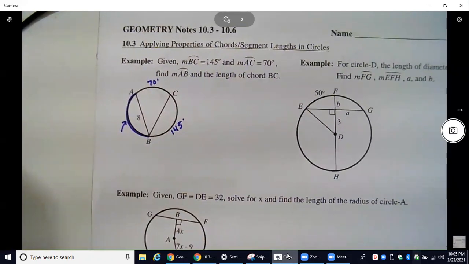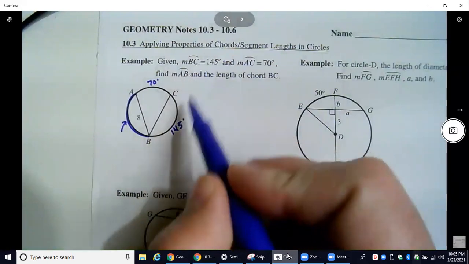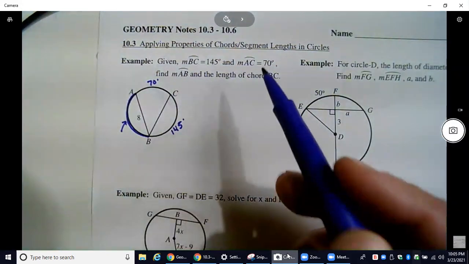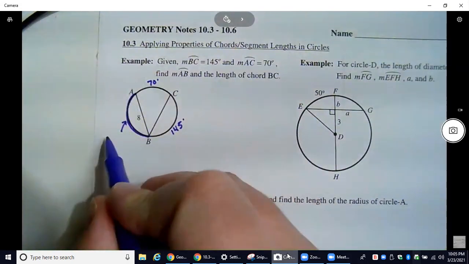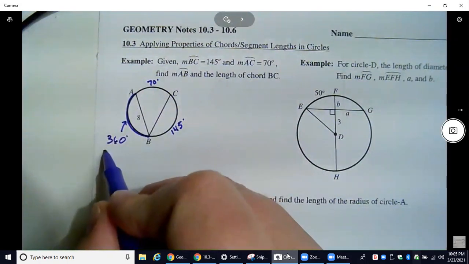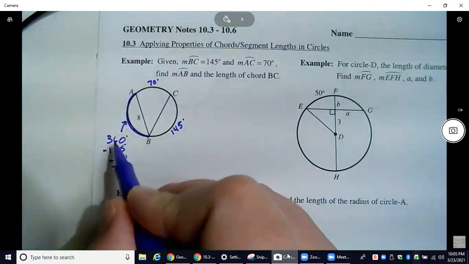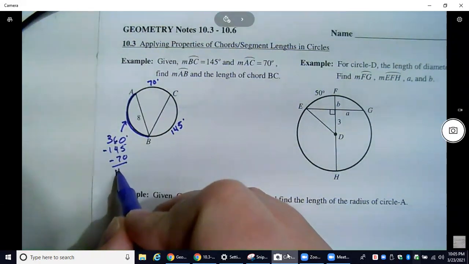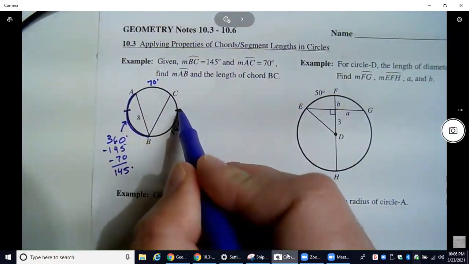So first of all, you have this circle and there are two chords in it. I've got chord AB and chord CB. They tell us that the measure of arc BC is 145. I've written that down, and that AC is 70 degrees. So to find arc AB, you're going to do 360, that's the total in the circle, and subtract the two arcs that you know. Subtract that 145 and subtract that 70. What's left is 145 degrees. So arc AB is congruent to arc BC.